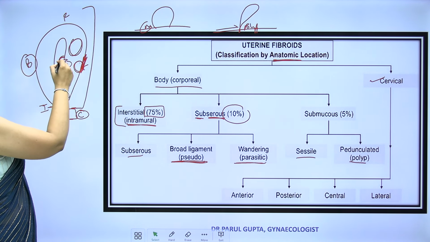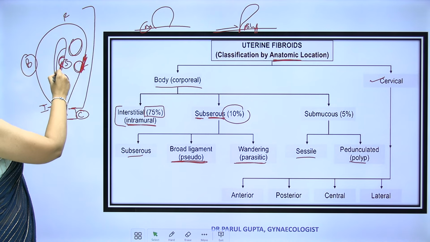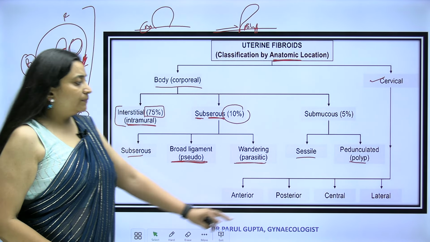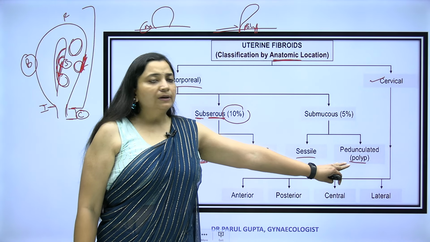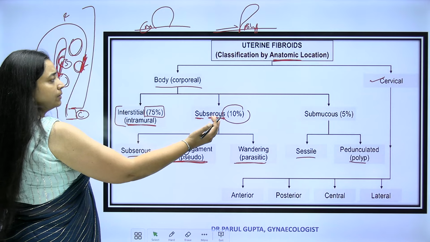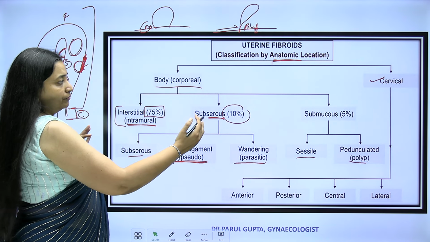like arising from the mucous layer itself. Sometimes they may come like this and lie inside the endometrial cavity. So then it becomes pedunculated or a polyp-like submucous fibroid. This was all about the body or the corporeal fibroids.